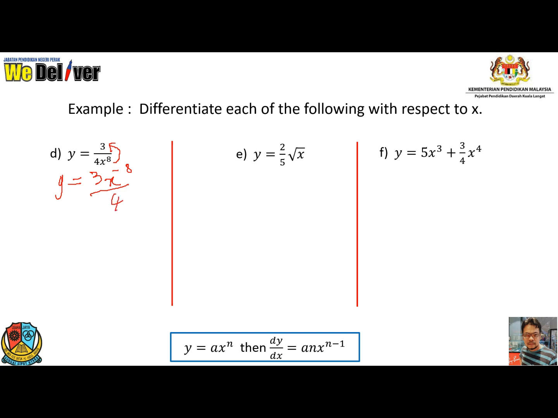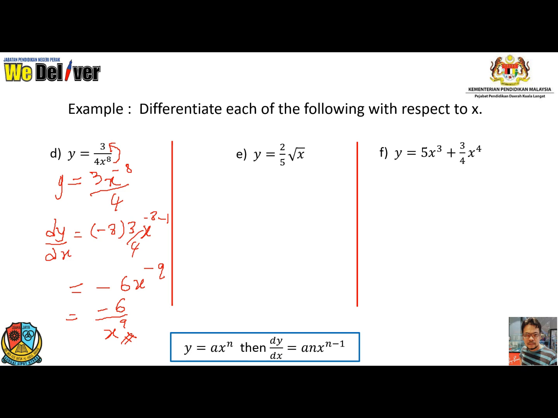And then we can differentiate. Find dy over dx equals, bring negative 8 in front, 3 over 4 times x to the power of negative 8 minus 1. Simplify, you get negative 8 times 3 over 4 is negative 6, times x to the power of negative 9, so equals negative 6. By using law of indices, x to the power of 9. So negative 6 over x to the power of 9 is dy over dx for the function y equals 3 over 4x to the power of 8.